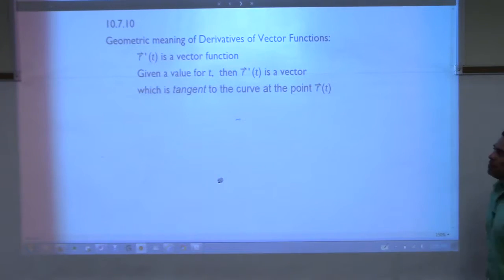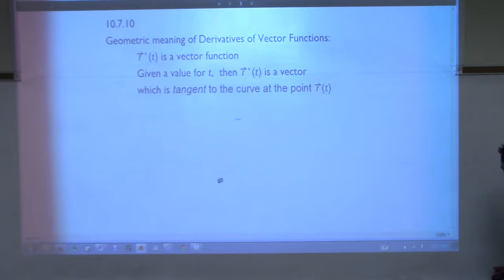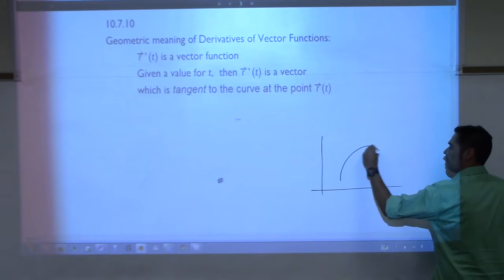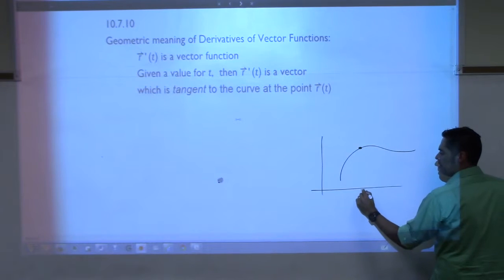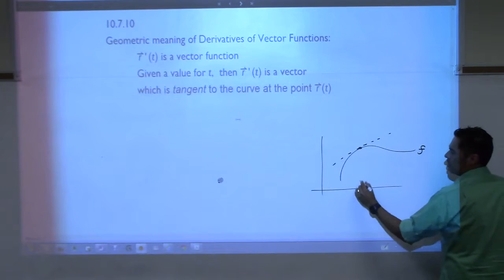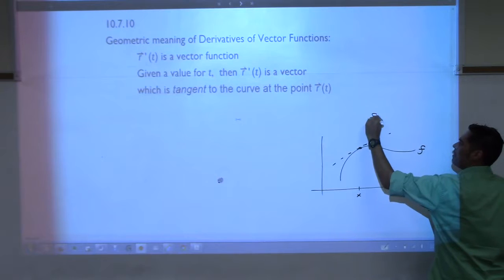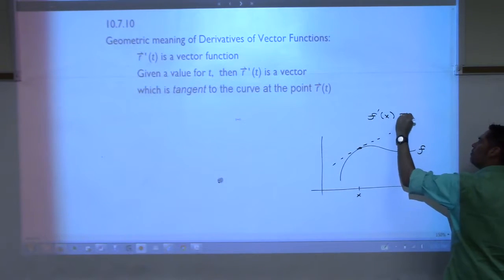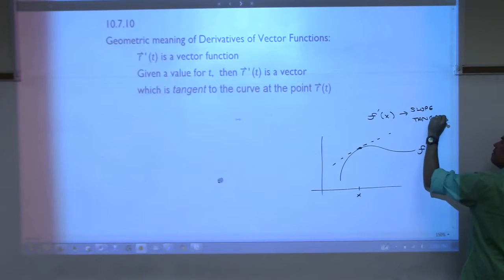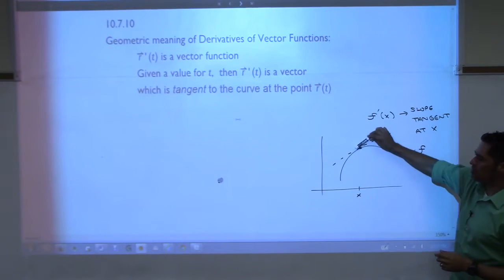So what is the geometric meaning of the derivative? Now, we remember from Cal 1, the derivative of a function f: if we take some function f and we look at some value at x here, then the derivative at x was the slope of the tangent. That's what it represented. It's the pitch of this line.